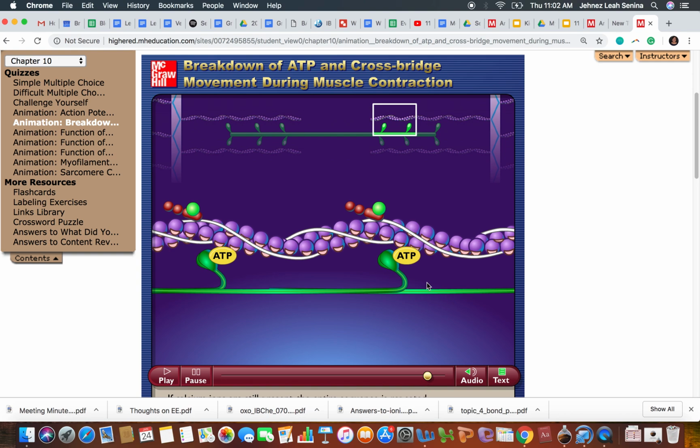If there's no calcium, nothing will happen. So not only do we need calcium in your bones to strengthen your bones, you also need calcium for movement.